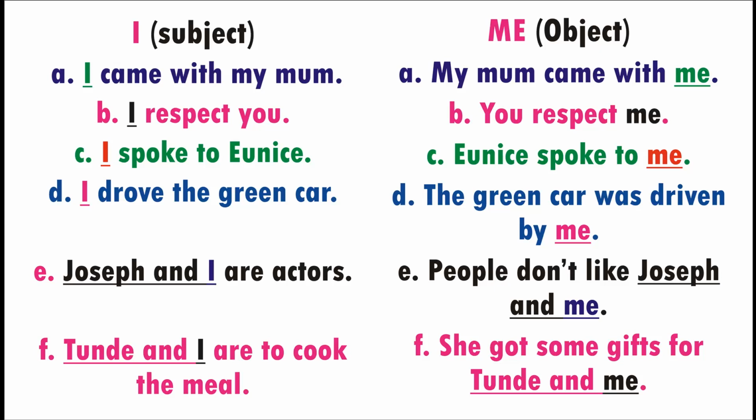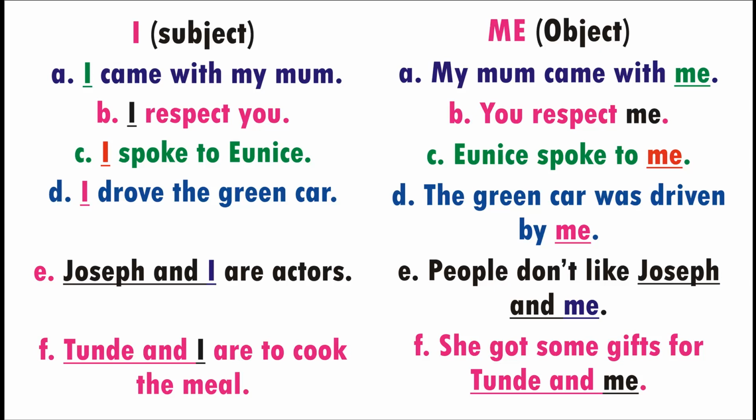In this case, I is the subject of the sentence. It performs the verb drove. Example D, in the object side of the example, the green car was driven by me. In this case, me is the object of the preposition by.